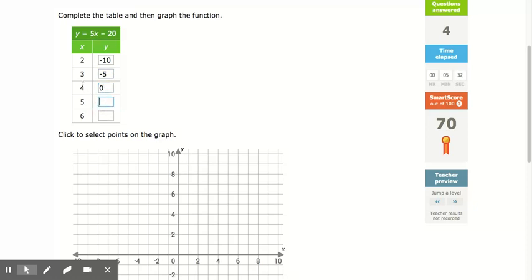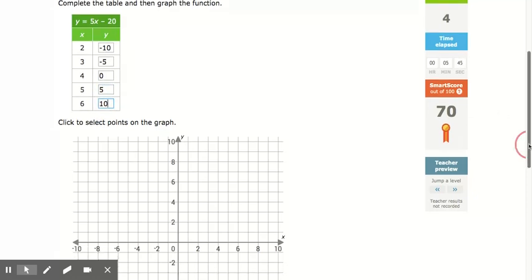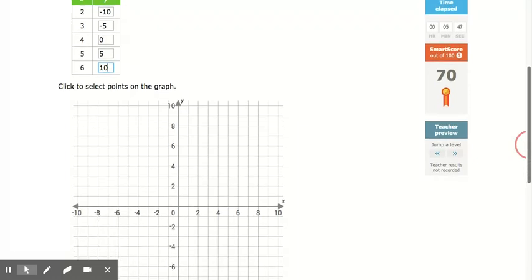If we start to notice here as these are going up, we get that pattern. I go 5 times 5 is 25, minus 20 gives me 5, and here we're going to get 10. Then I can graph. So I have 4, 0, and then I can go 5, 5.